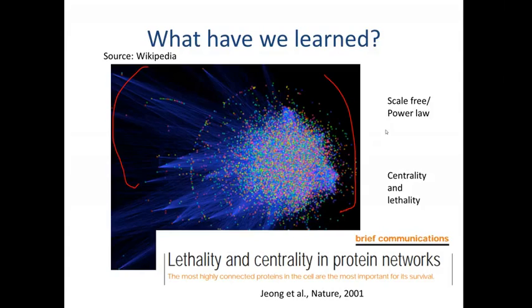And a second very interesting observation that came from these studies relatively early on, and enabled by the large-scale reverse genetic studies, in this case the knockout panel, was that proteins or nodes that are central in these networks are more likely to be lethal when they're knocked out than peripheral nodes or proteins. So that's this concept of centrality and lethality.